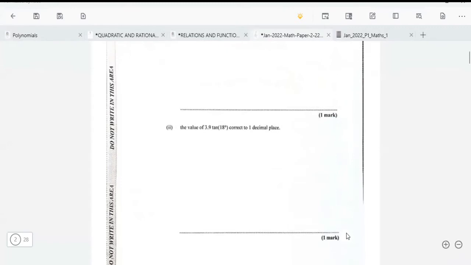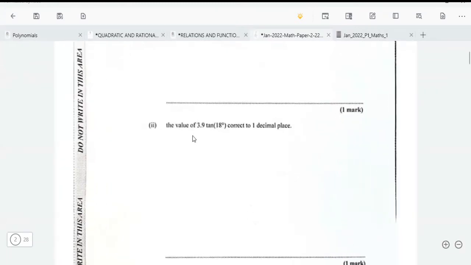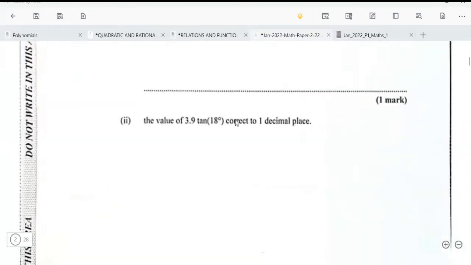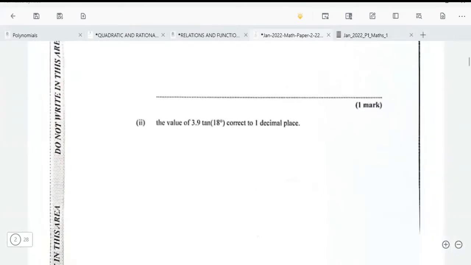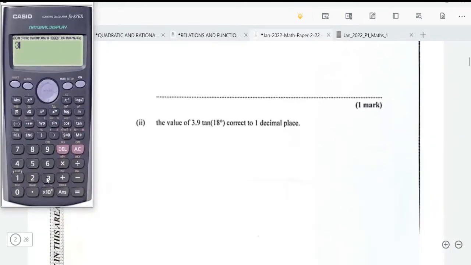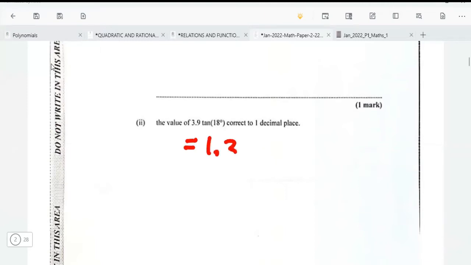That's just 1 mark. Part 2 says, what is the value of 3.9 tan 18 correct to 1 decimal place? So we're going to take out our calculator, 3.9 tan 18 degrees. I'll put that in our calculator. We're getting 1.267. All right, but it wants it to 1 decimal place. So we're going to round it off. Since 6 is greater than 5, it becomes 1.3. So this is equal to 1.3. That's to 1 decimal place.